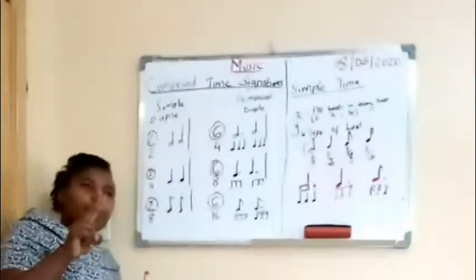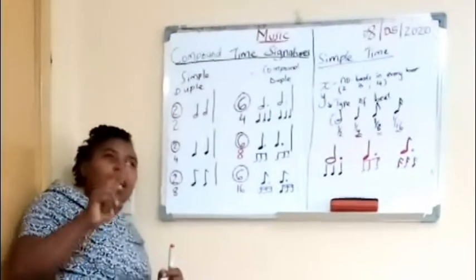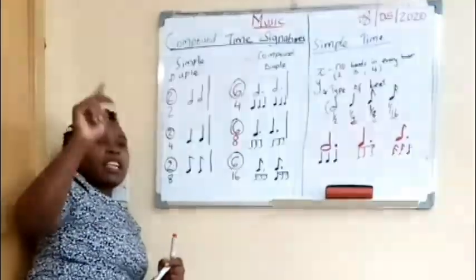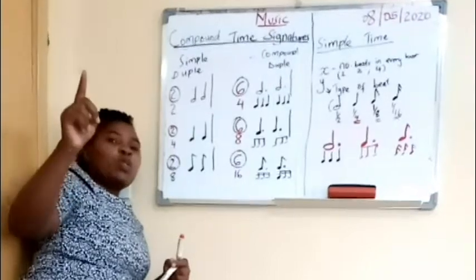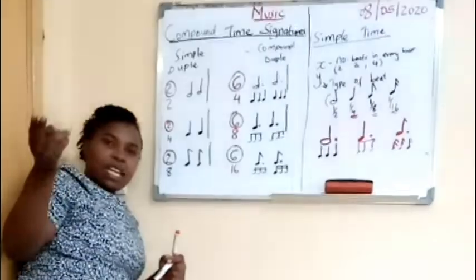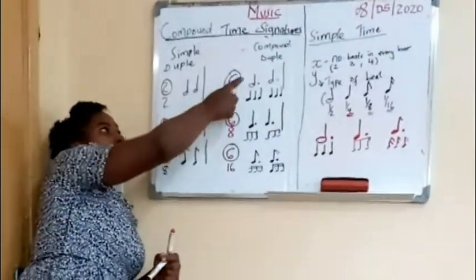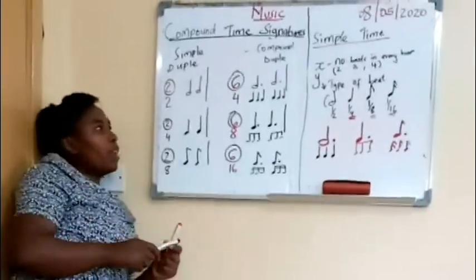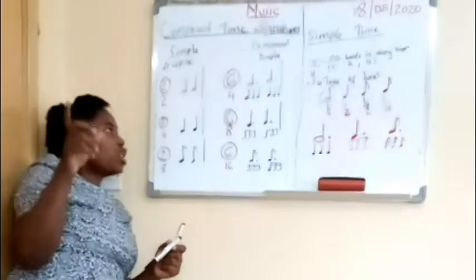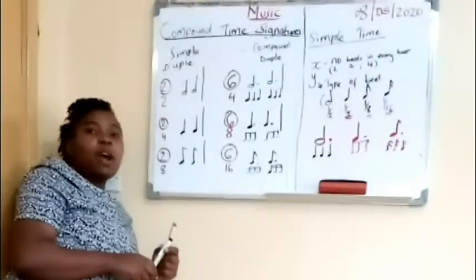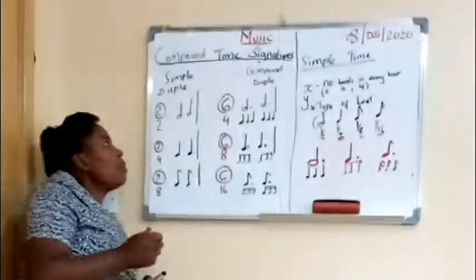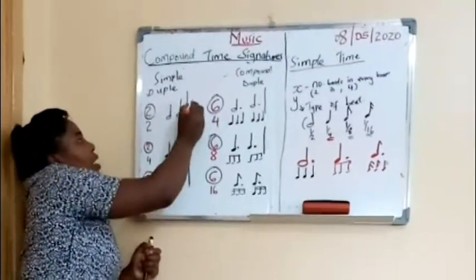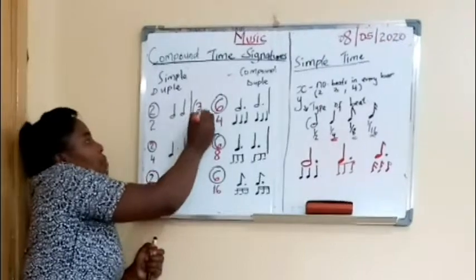2, when you break the 2 into 3, it is like you're multiplying 2 times 3. So the top number becomes 6. The bottom number is like you are multiplying by 2. So there is a formula you have to follow. That is multiplying the top number by 3 and the bottom number by 2.